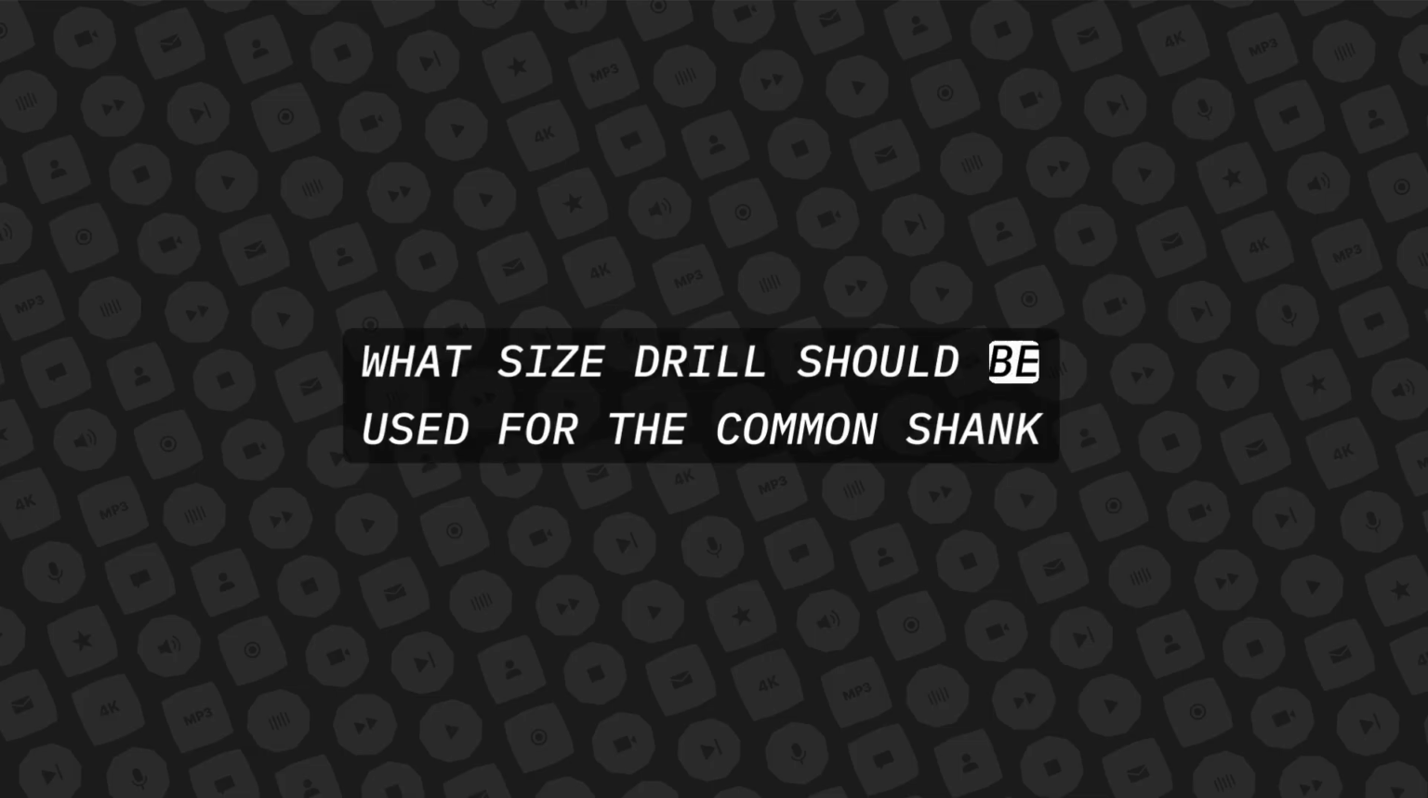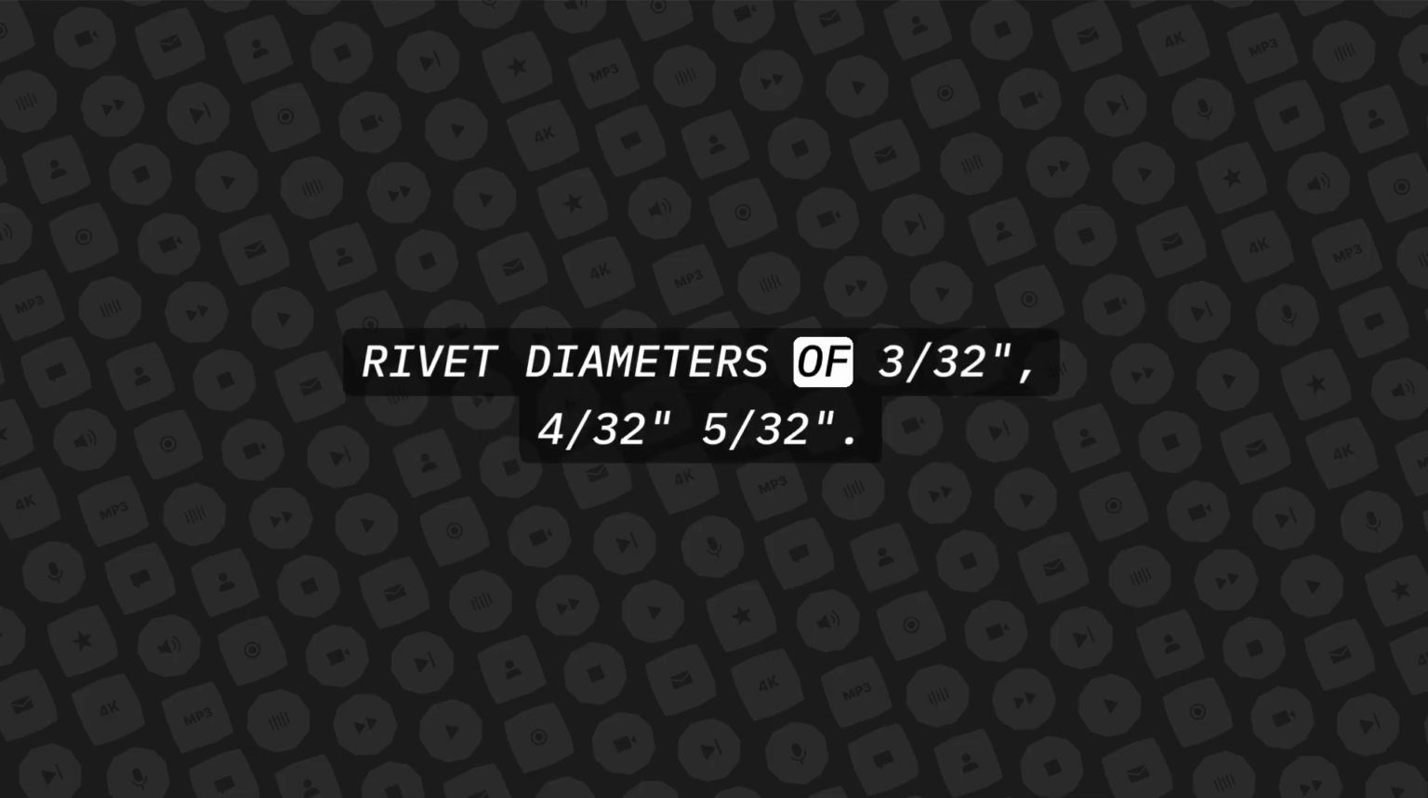What size drill should be used for the common shank rivet diameters of 3/32 of an inch, 4/32 of an inch, 5/32 of an inch? For a 3/32 rivet, a number 40. For a 4/32 rivet, a number 30. And for a 5/32 rivet, a number 21.